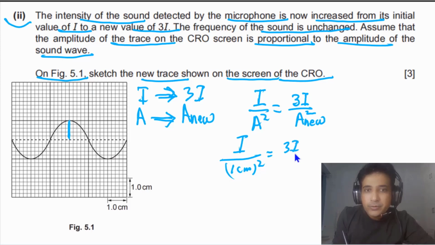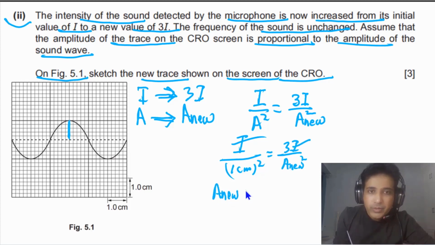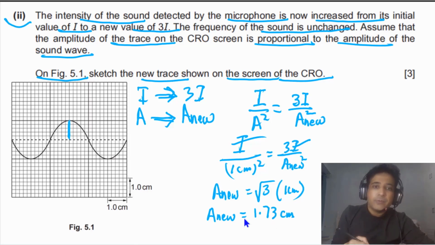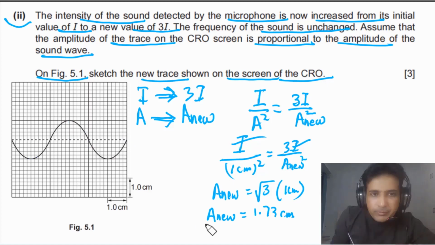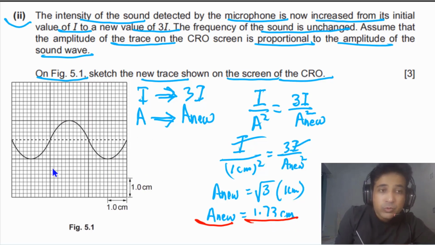So we have 3I divided by A new squared. We can cancel this I with this I. So A new will be equal to root of 3 times 1 centimeter. So this is the value of A new, equal to 1.73. Now we have to consider the new value of amplitude and we can sketch the new trace. So the amplitude of the new trace is equal to 1.73 centimeters, and we need to use this amplitude and we can sketch the new trace.